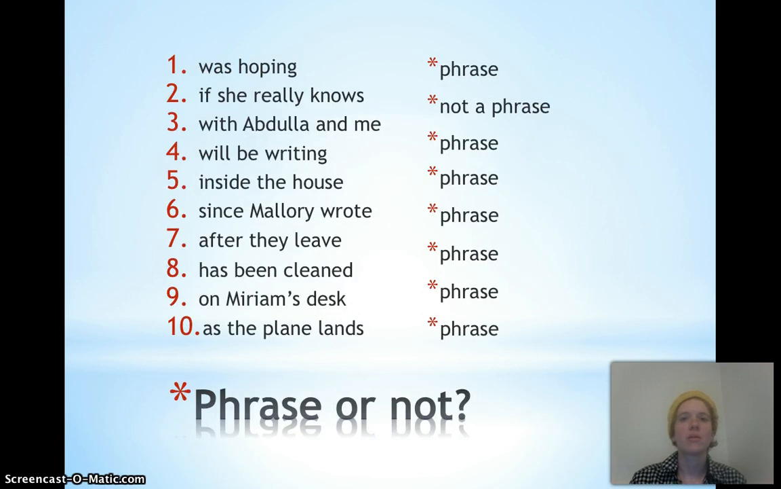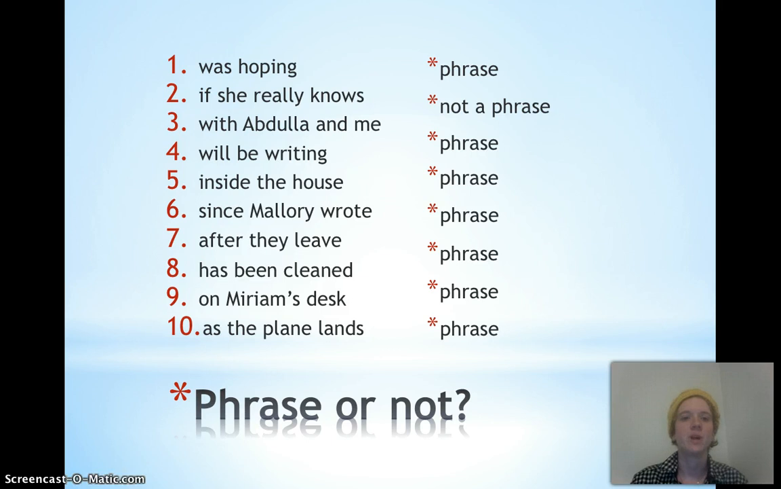And here are those answers. So out of the whole list, you've just got one that's not a phrase. Number 2, if she really knows. You've got both a subject and a verb in that sentence, the subject being she and really knows being the verb. So it's not a phrase, it's a whole sentence.